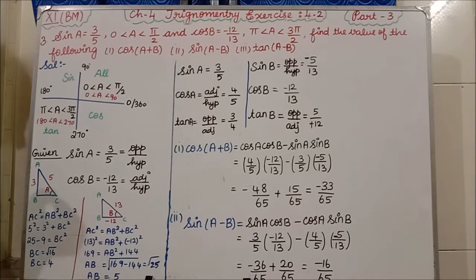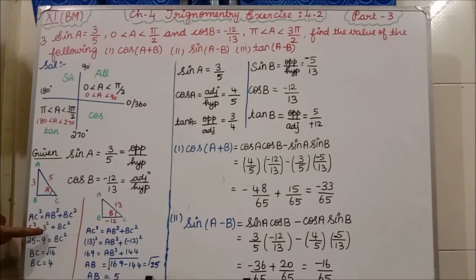According to the Pythagoras theorem, how will we write? Hypotenuse side square, AC square, is equal to AB square plus BC square. Isn't it? AC square value is what? 5 square equal to AB value is 3 square plus BC value we don't know, so I have written BC square. 5 square answer is 25.